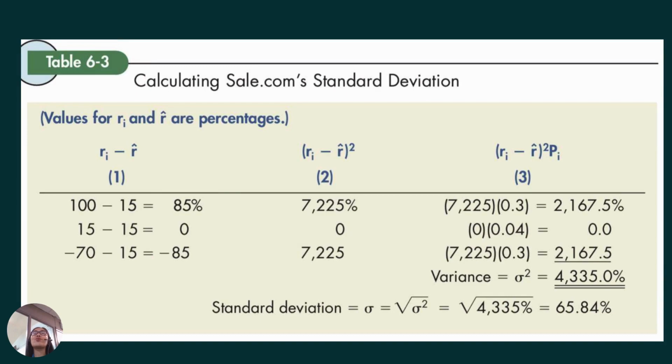Using the same procedure, we find Basic Foods' standard deviation to be 19.36%, as I mentioned earlier. So, therefore, Sale.com is a riskier investment than Basic Foods.